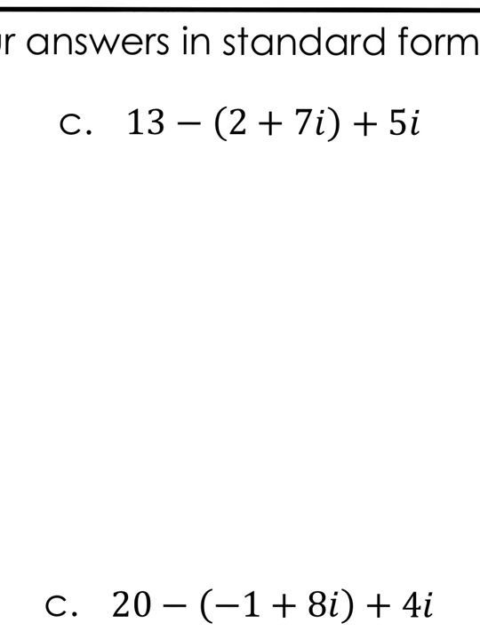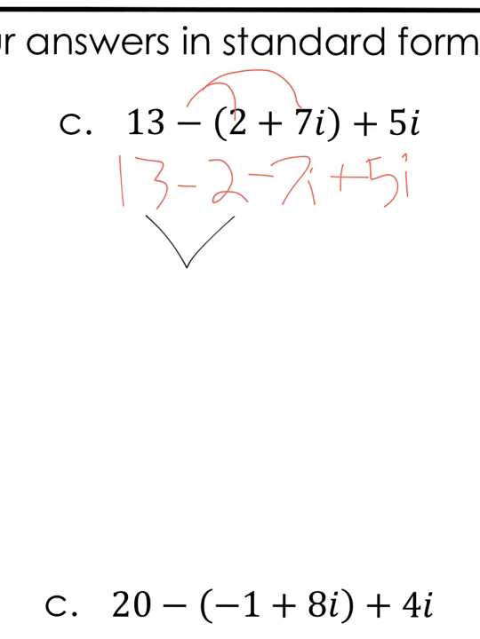C. Alright, so I got 13 minus 2. So we're going to distribute that negative, basically. If you want to write this all in one statement, that's fine too. It's actually quite simple because the like terms are right next to each other. 13 minus 2 is 11, and negative 7i plus 5i would be negative 2i. And that's the final answer.